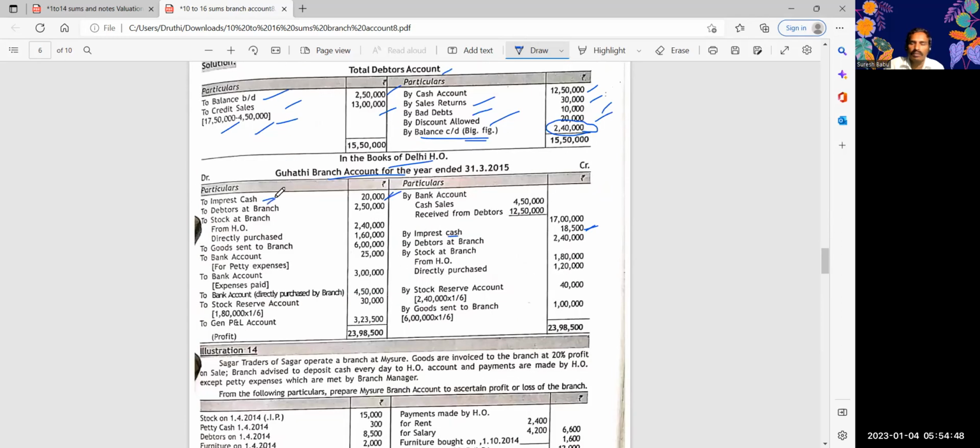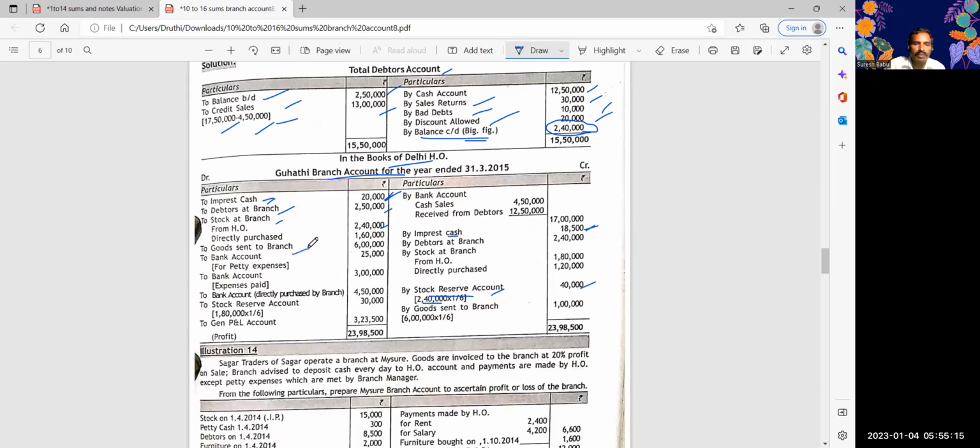So first item, to imprest cash opening balance, 20,000. To debtors at the branch, opening debtors, 2,50,000. To stock at the branch, at invoice price, 2,40,000. Note this. This 2,40,000 we have recorded on the credit side as profit, which has been shown by stock reserve. How much? 1/5 is given, make it 1/6, 40,000.